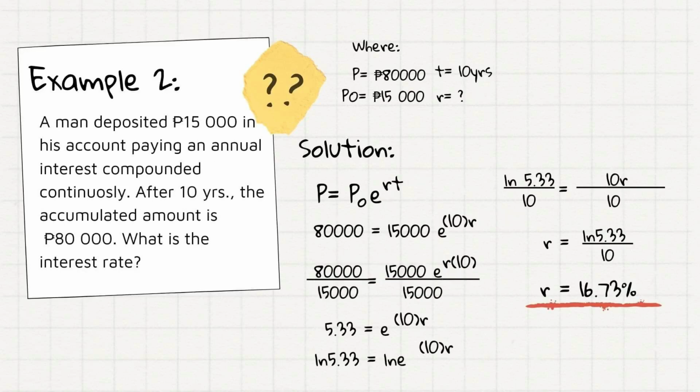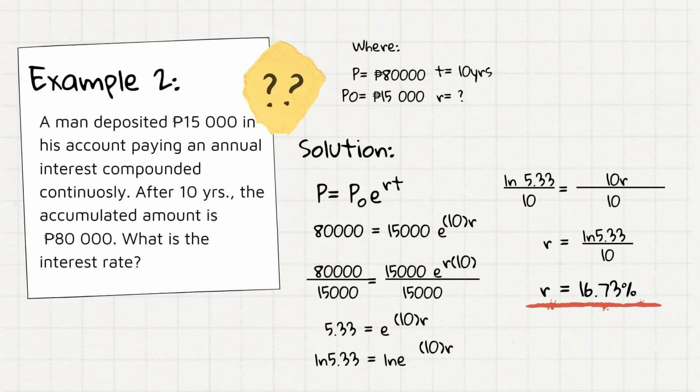For example 2, let me read the question. A man deposited 15,000 pesos in his account paying an annual interest compounded continuously. After 10 years, the accumulated amount is 80,000 pesos. What is the interest rate? Before we solve the problem, let us first analyze the given data, so that it will be easy for us to plug in those details to our formula.